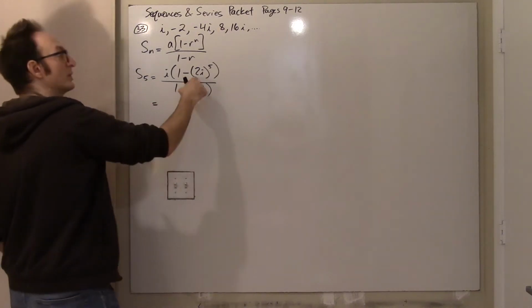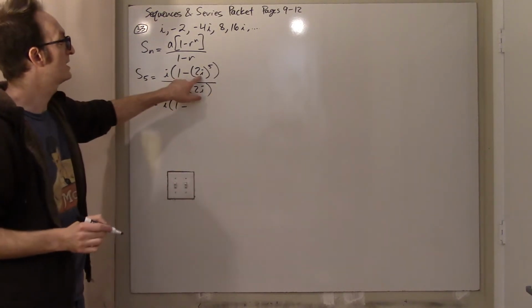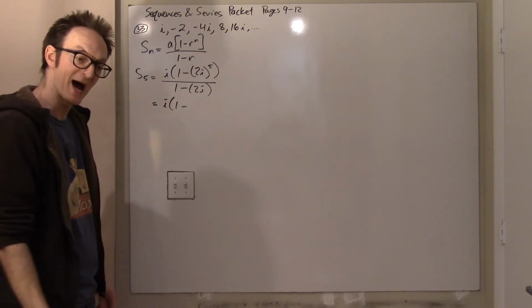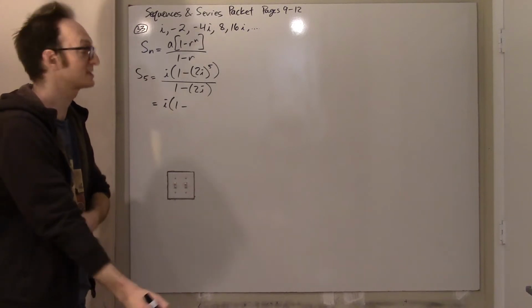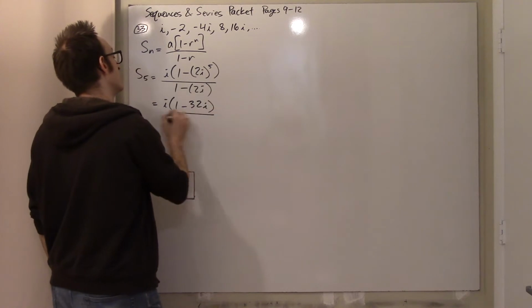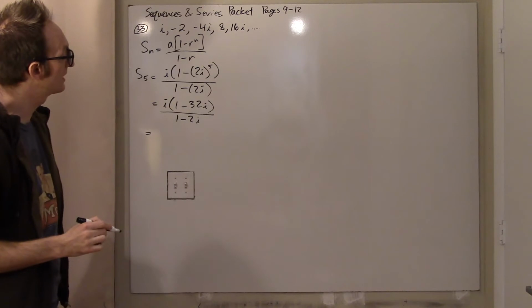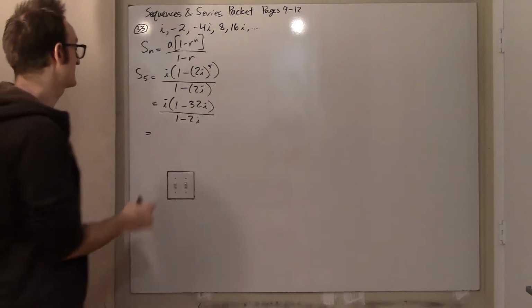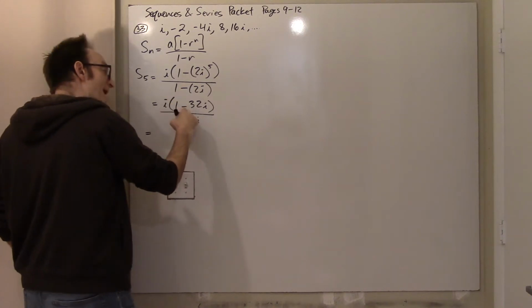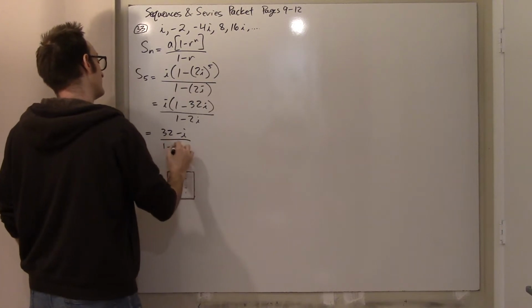So let's see, what do we have? Well, what is 2i to the 5th? So I get i times 1 minus 2i to the 5th. 2 to the 5th is 32, and i to the 5th is just i. So this becomes i times 1 minus 32i over 1 minus 2i. But that can also be simplified a little bit, because if I distribute that i through, I get i minus 32i squared, which becomes 32 plus i over 1 minus 2i.